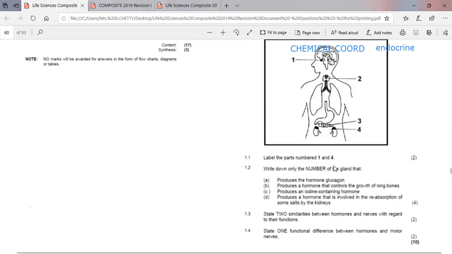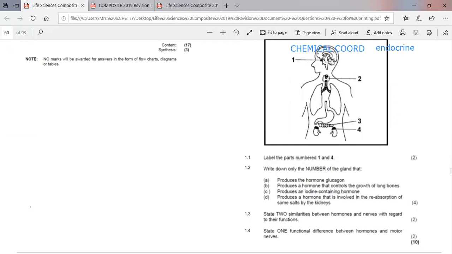We've done label the parts 1 to 4. Look at the second question. Write down only the number of the gland that produces the hormone glucagon. How did we remember it? We remember it as pig. So it's the pancreas. Produces a hormone that controls the growth of long bones. Even if you didn't know it was long bones, your teacher would have told you bone, skeleton. So it will be your pituitary.